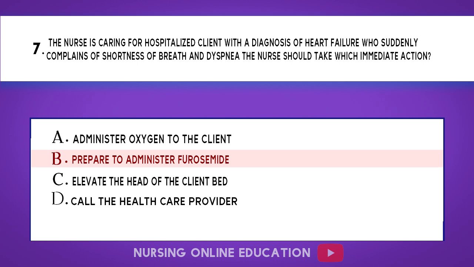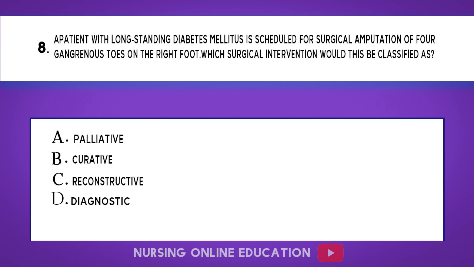Prepare to administer furosemide. 8. A patient with long-standing diabetes mellitus is scheduled for surgical amputation of 4 gangrenous toes on the right foot. Which surgical intervention would this be classified as? A. Palliative, B. Curative, C. Reconstructive, D. Diagnostic. The answer is option A.